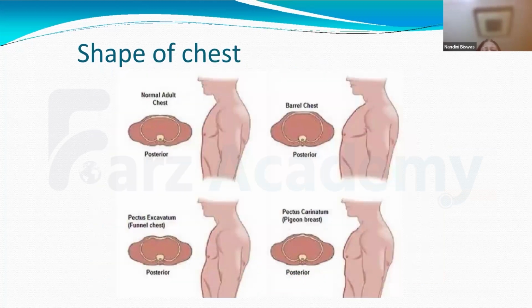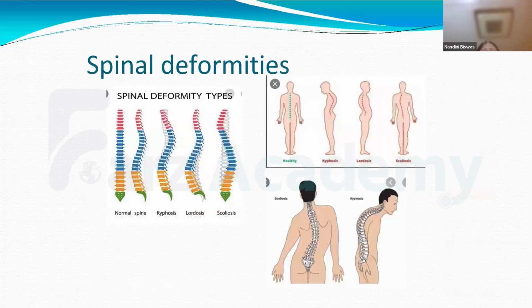If you can, you may skip this, but always look for a barrel shaped chest if this is possible. It might give a clue to hyperinflation or COPD. If you can, you might skip this. You might look for spinal deformities if you can.